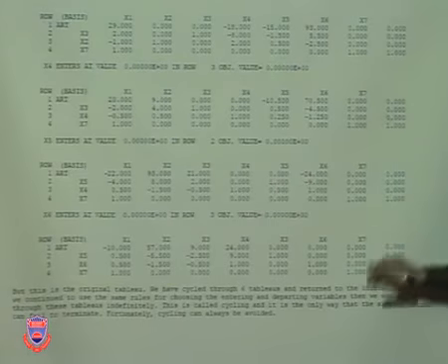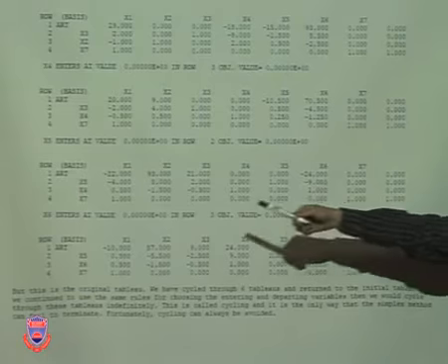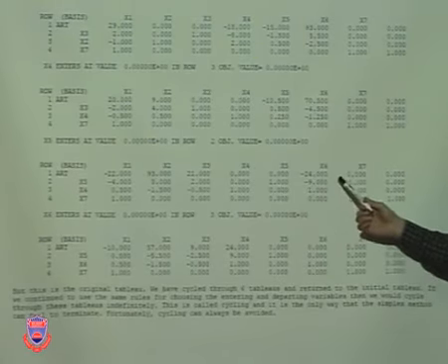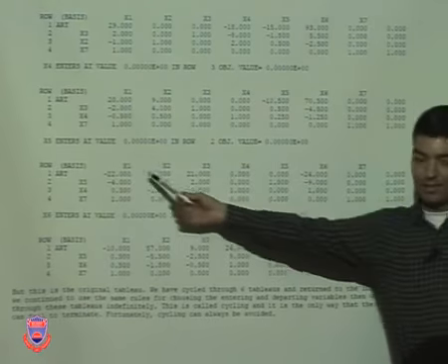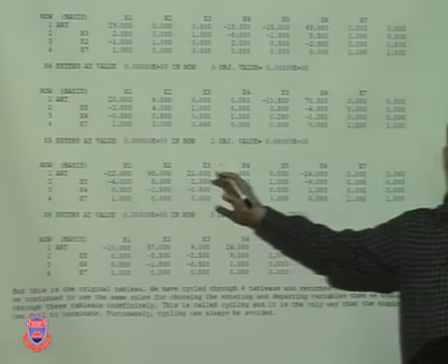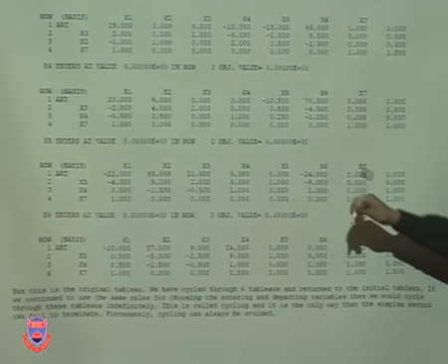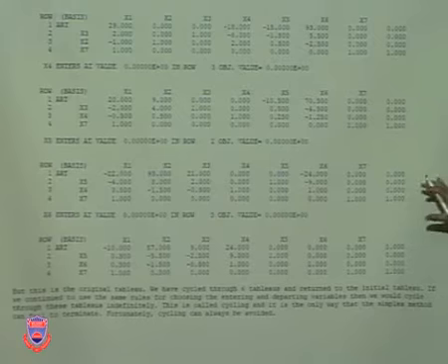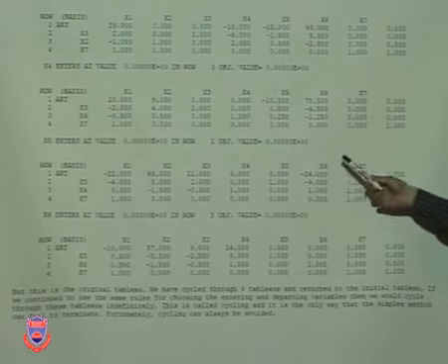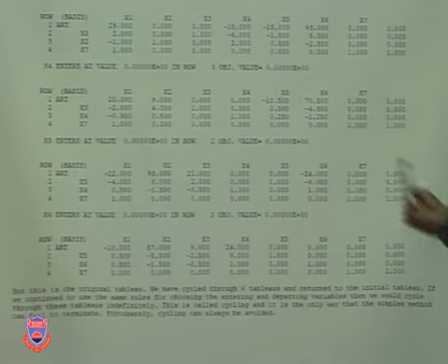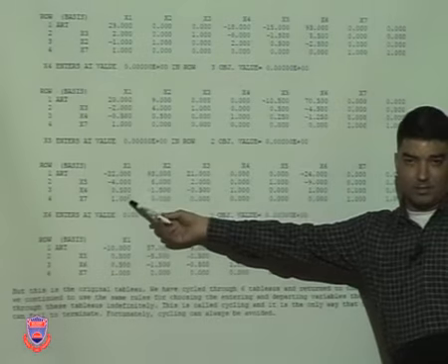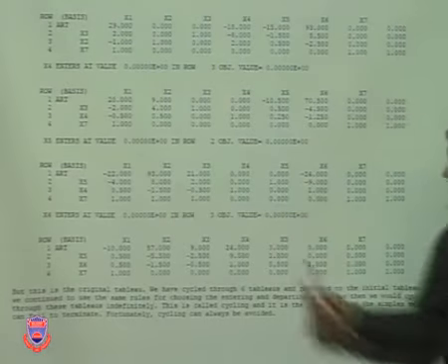Okay? However, since this is a degenerate solution, I'm going to follow Bland's rule. So I'm going to ignore the fact that this one seems to be a better entering variable. I'm going to pick x1 as my entering variable. This is important. And we only apply Bland's rule when the solution is degenerate. If the solution was not degenerate, then I would simply pick x6 as the entering variable. Since we have a degenerate solution, because there are some basic variables which are 0, I'm going to pick x1 as the entering variable.